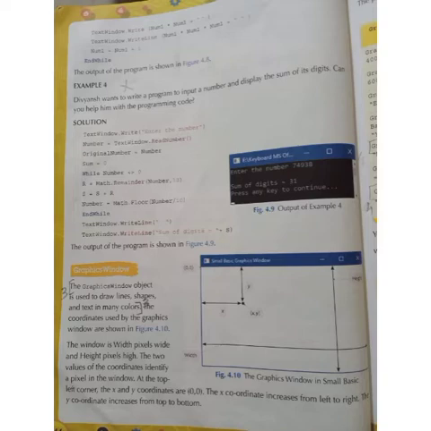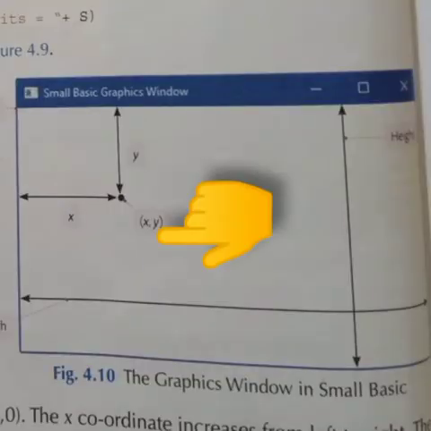The graphics window object is used to draw lines, shapes and text in many colors. The coordinates used by the graphics window are shown in this figure. The window is width pixels wide and height pixels high. The two values of the coordinates identify a pixel in the window. At the top left corner, the x and y coordinates are 0, 0. The x coordinate increases from left to right. The y coordinate increases from top to bottom. The properties of the graphics window with their default values are given in this table.